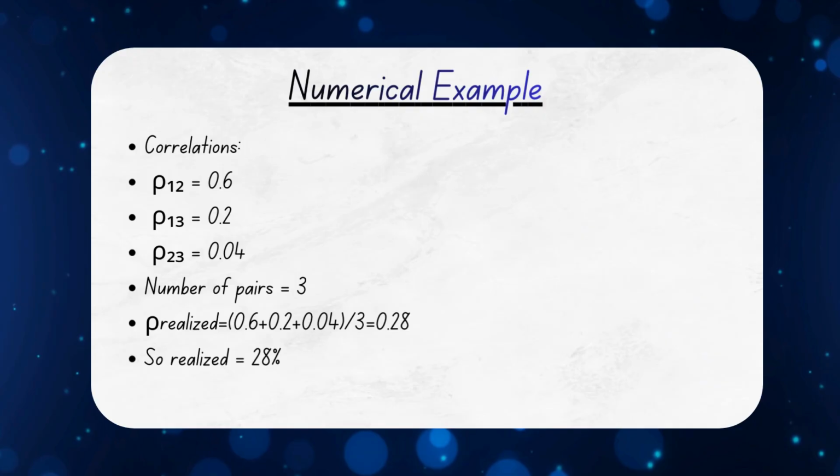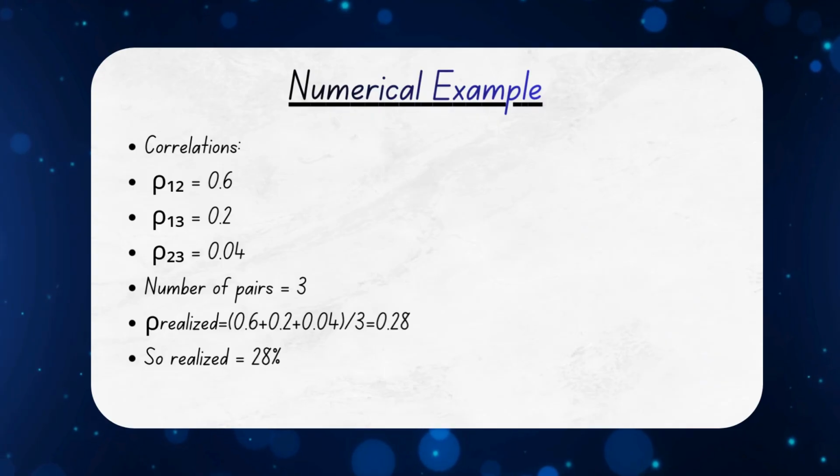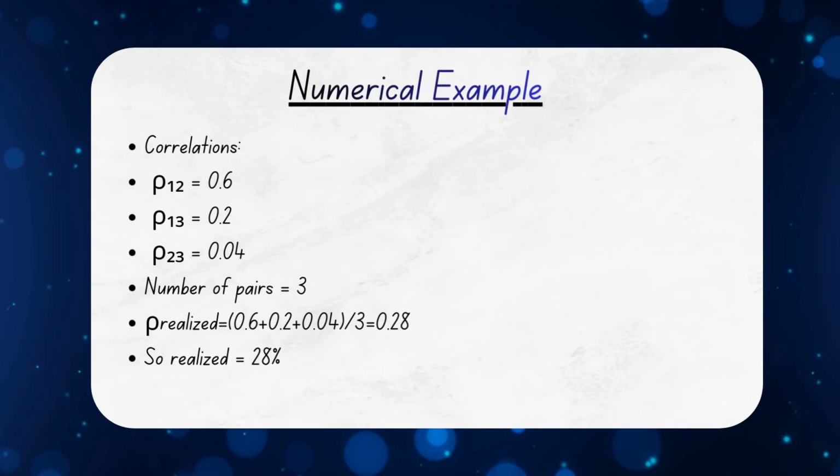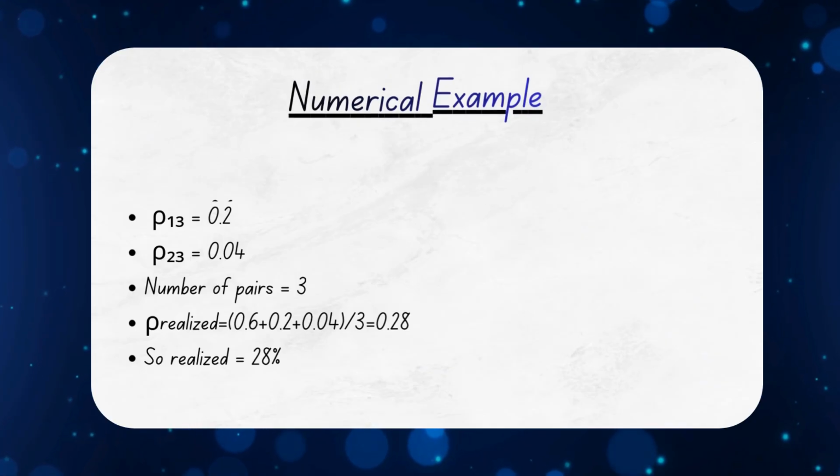Let's see a quick example. Suppose we have three assets. The correlations are 0.6, 0.2, and 0.04. Since there are three pairs, we add them and divide by 3. That gives us 0.28. So the realized correlation is 28%.